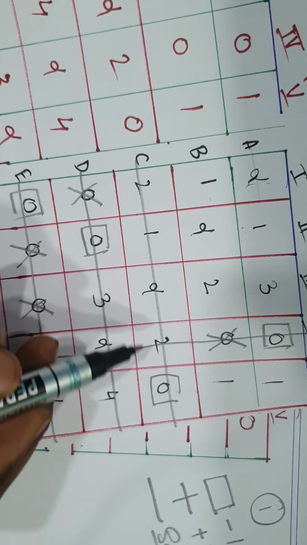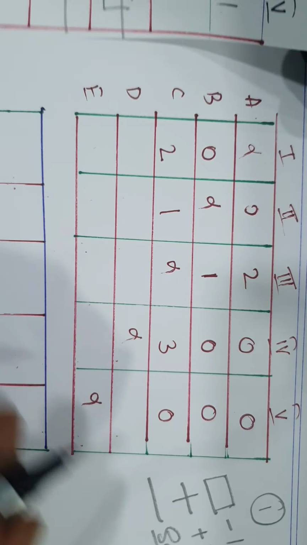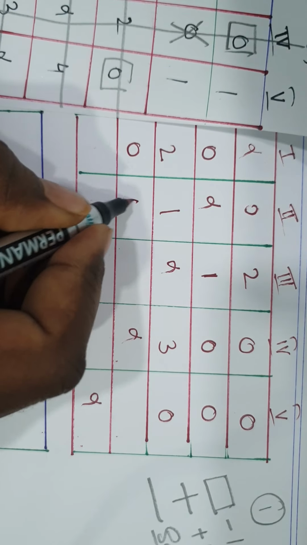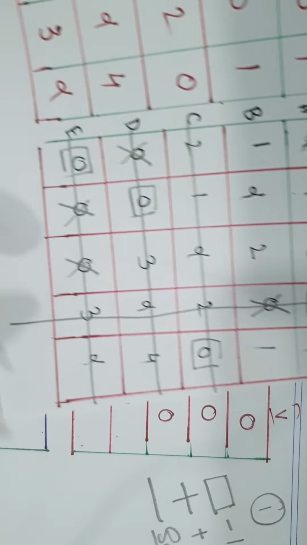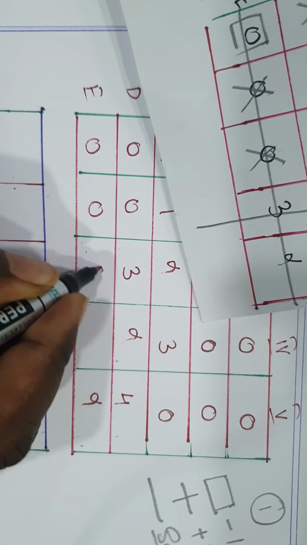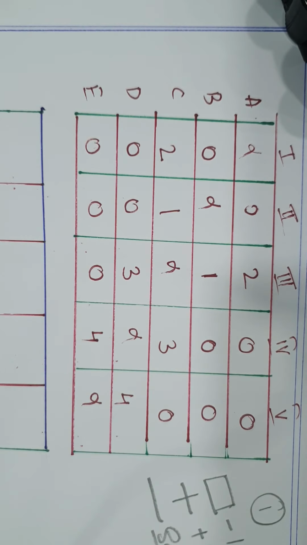Single line means as it is. After that, double line, plus 1, single line as it is. Next, in D, single line, single line, single line. Okay. In E, single line, single line, single line. Then here double line, 4. Then this one can be written as alpha. So as you can see, no need to add the alpha, no need to subtract the alpha.